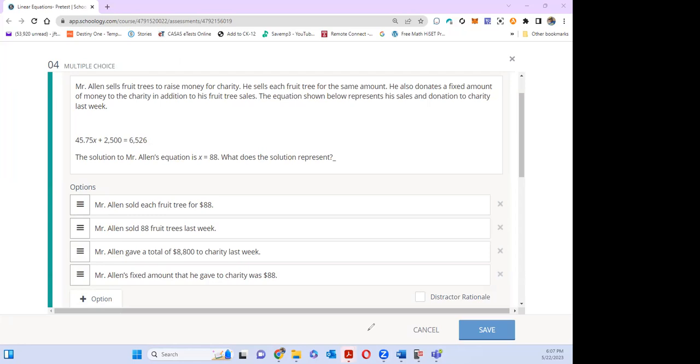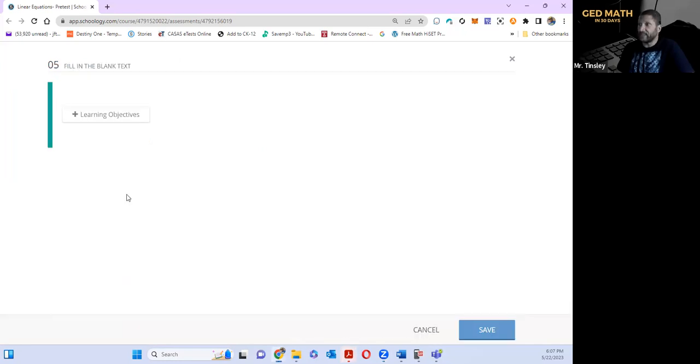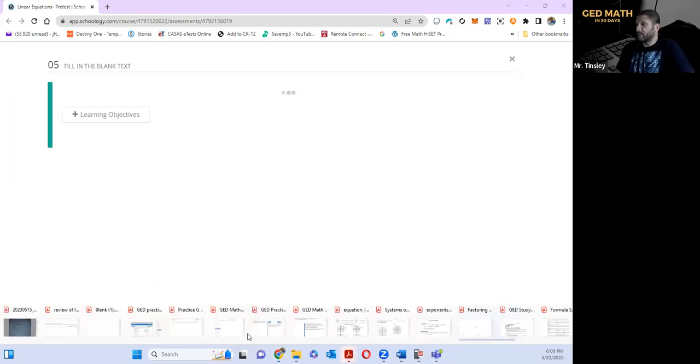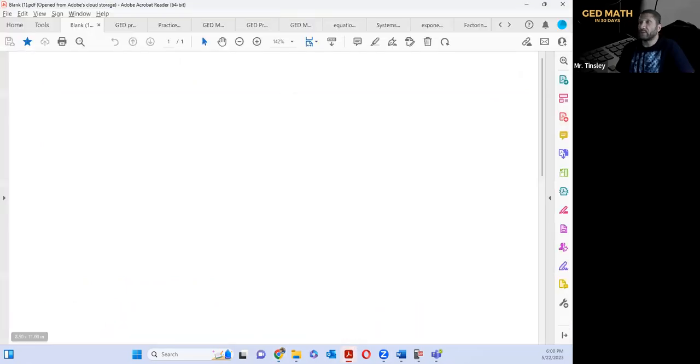Hold on, let me switch to my blank sheet. 2x plus y equals 8. First of all, it's not letting me out of here. Why is that? Okay, here we go. Go to my blank sheet. 2x plus y equals 8.